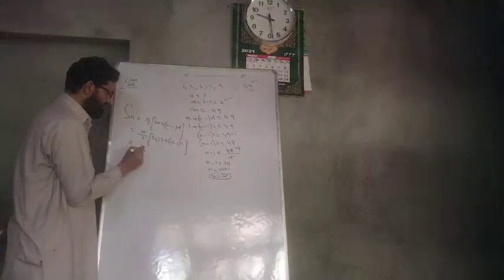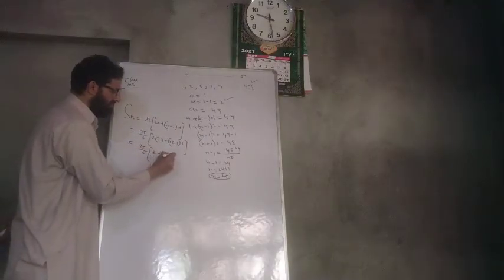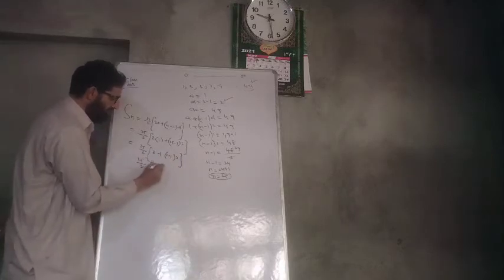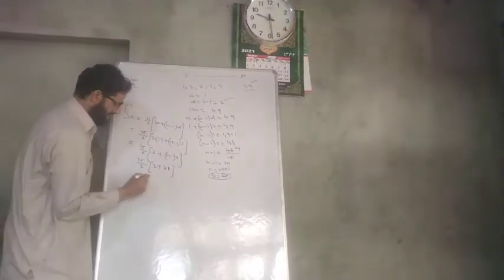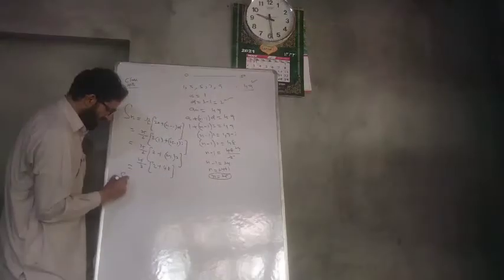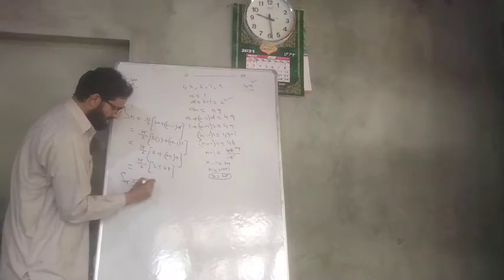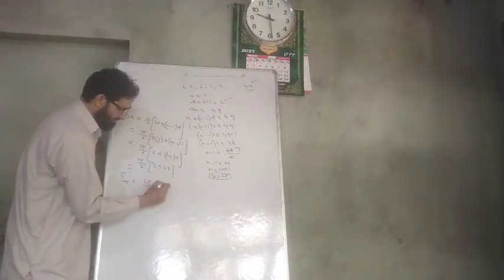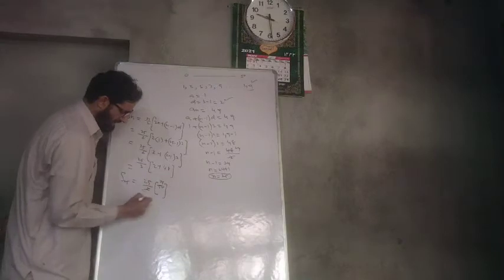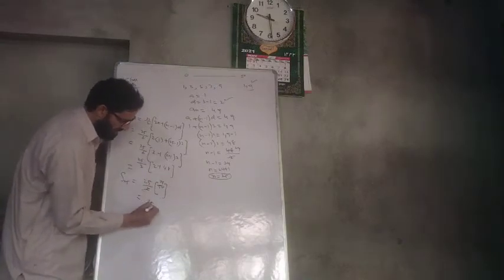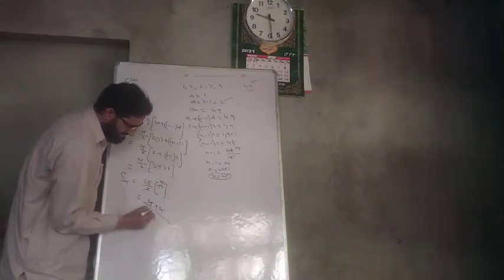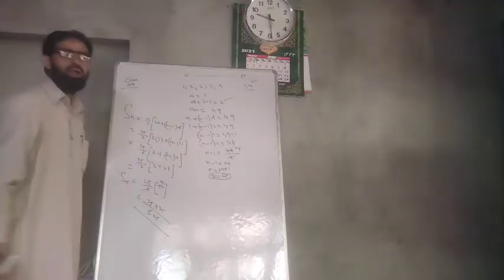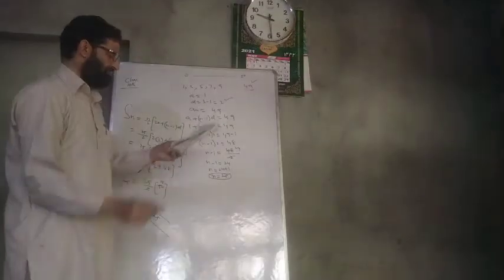This is 25 divided by 2 into 2 ones are 2 plus 24 into 2. So this is 25 divided by 2 into 2 plus 48. So this is further equal to S25 is equivalent to 25 divided by 2 into 50. 2 25s are 50. Now S25 is 25 into 25, that is 625. This is the sum of 25 odd numbers which are lying between 0 and 50. I think this is very clear to you now.